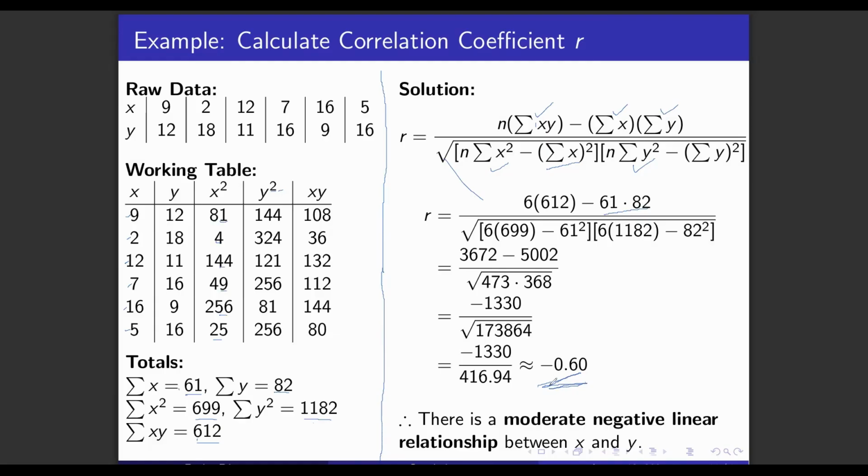So because it is not close to 0 and it's not close to 1 or negative 1, it is in the middle somewhere. We say it's a moderate relationship and it's a negative relationship. So we have a moderate, negative, linear relationship. So if you want to conclude or interpret this relationship, we'll say that therefore there is a moderate, negative, linear relationship between x and y.